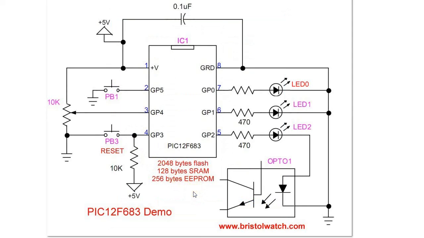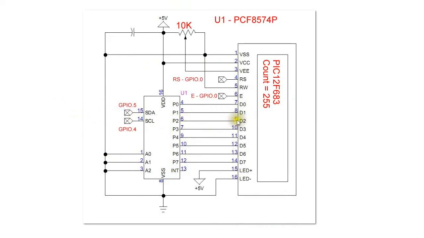Here is a schematic to the 12F683 that we will be exploring. If you look at the LEDs, they are the optocoupler. There's optocouplers connected in series, like it is down here. And you would have three switches instead of this pot. Here's the schematic for the 8574P connected to the LCD display. Very simple connections, simple to program.